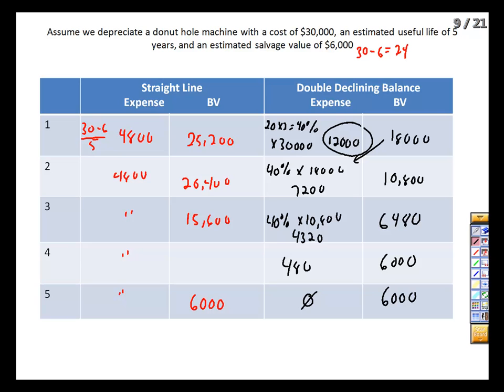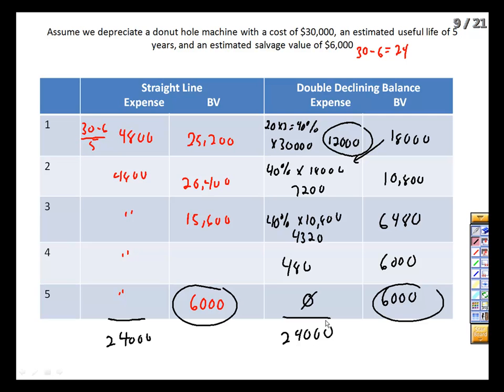So now, why did I pick these two to focus on? Well, those are the ones most people use. Straight line because it's easy, and double declining balance because a good chunk of tax depreciation is based on some permutation of the declining balance system. Ultimately, what's happening? We need to get to here, and we need to get to here. We need to expense a total of $24,000. And so long as it's systematic and rational, we're good.